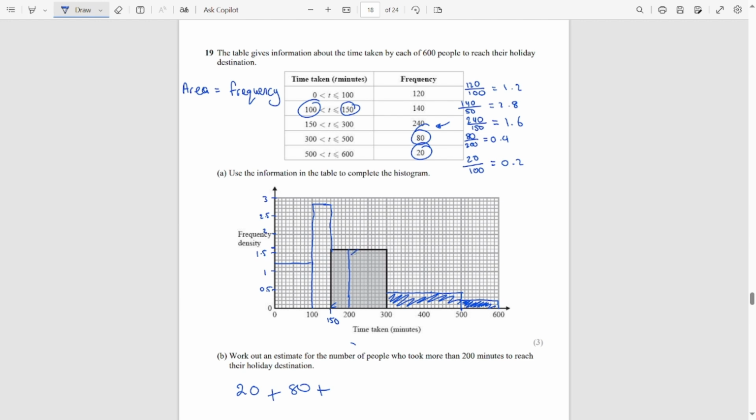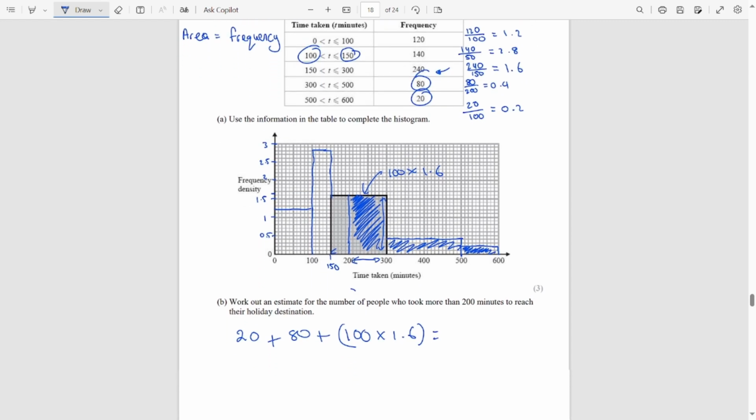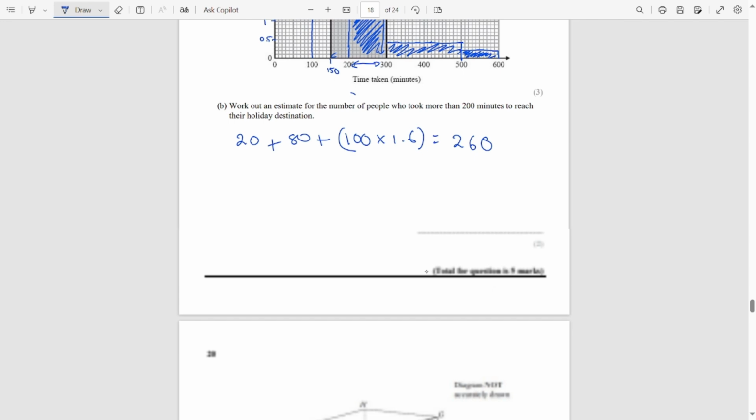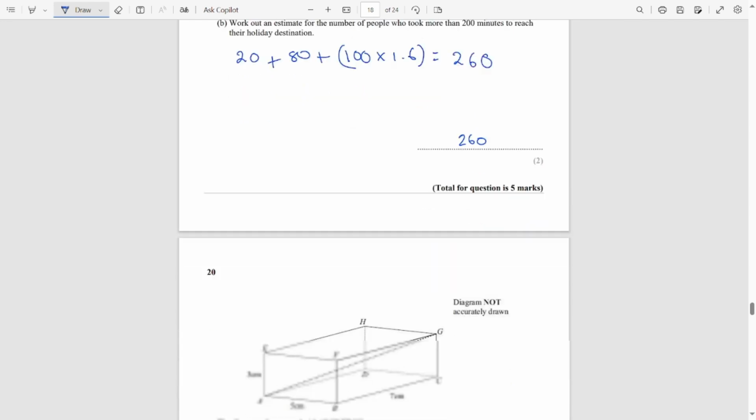Plus, I'm also going to need all of these people. And remember, frequency is just the same as area, so I can just work out the area of that shaded part there. This has a width of 100 and a height of 1.6. So the area is 100 times 1.6, and that is 160. So we are doing 20 plus 80 plus 160, which is 260. And we can go on to the next question.